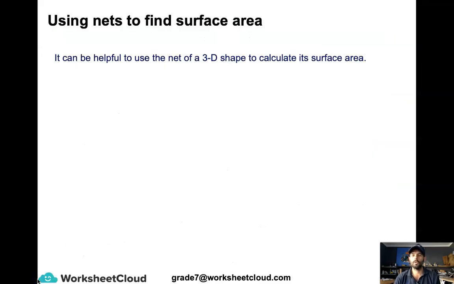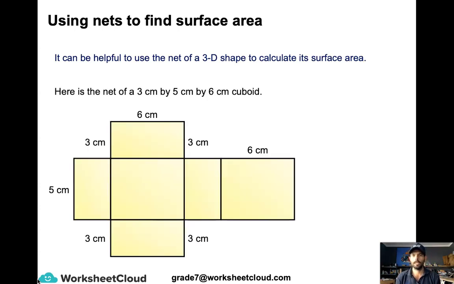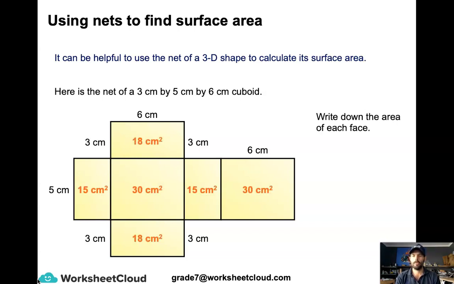Okay, it's also useful to know how to use a net to find surface area. So remember, a net is a three-dimensional shape that's been opened up, really. So here's a net for you, and this is the net of a cuboid, and this should make it a lot easier for you to work out, because you can now see the individual two-dimensional shapes that make up the three-dimensional cuboid. All right, so you need to write down the area of each face, so you can see the areas of each face and how to calculate them.